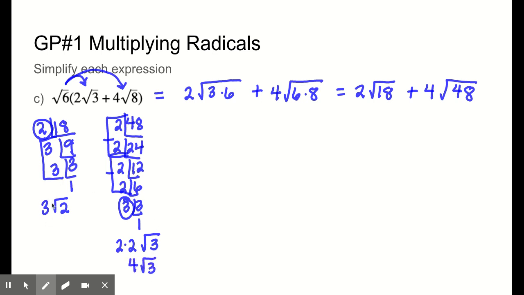So let's check these really quickly. 3 squared is 9, and 9 times 2 is 18. That's what we had to start with. And here, 4 squared, 4 times 4 is 16, and 16 times 3 is 48. So those are both good to go.